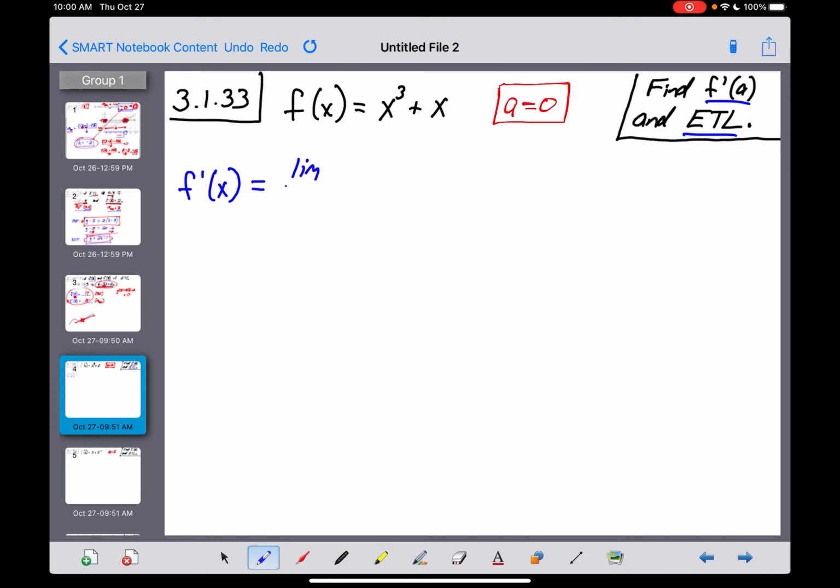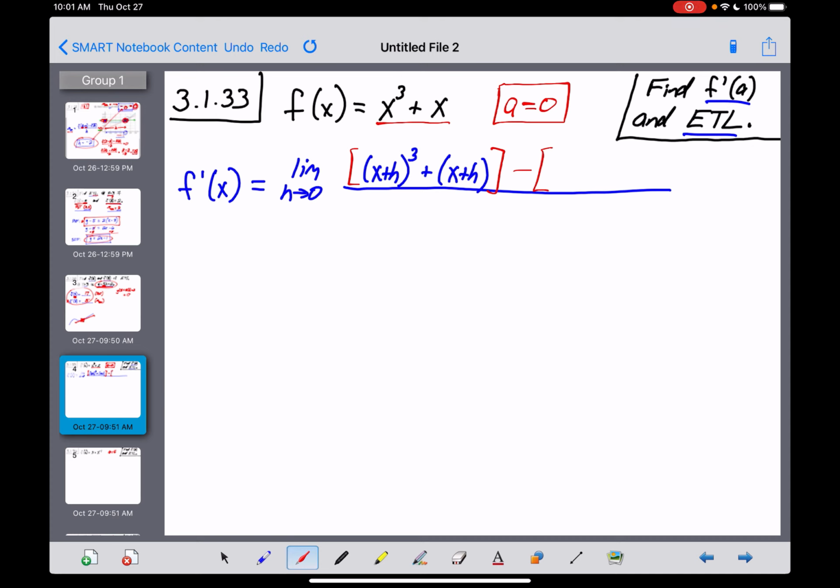It is the limit as h approaches 0 of, and here we go. We begin with f of x plus h. So everywhere in the original function that there was an x, we replace it with x plus h. So that's going to give us an x plus h cubed, that'll be fun, plus another x plus h right there. And that takes care of the f of x plus h, minus, and now it's going to be f of x, just the original function, unchanged, x cubed plus x. Got it, all over h.